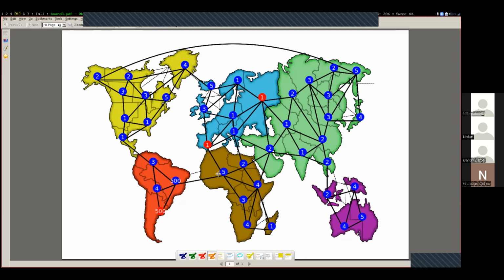The problem with that, though, for the semantics of Risk, is that in Risk, when you're moving your armies from one territory to another, you have to attack that territory.